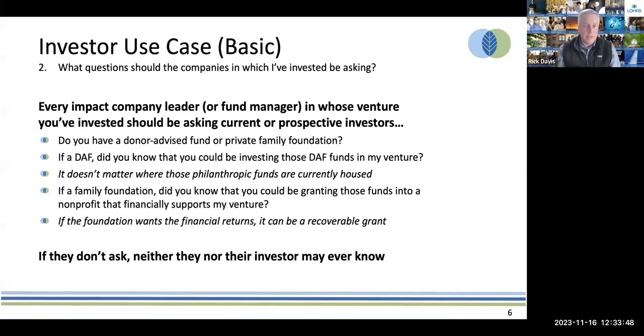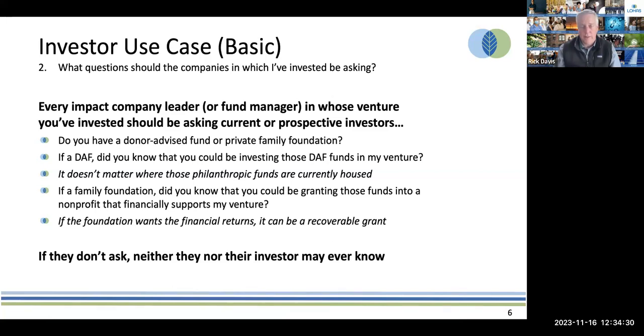If to that same question, they say they do have a family foundation, you should be asking them, did they know they could be granting those funds into a nonprofit that financially supports my venture? So the idea here is not that you're seeking an investment from that foundation or the company seeking investment. I mean, clearly they can and should. But also that there's an ability to absorb grant funds as well. And if the foundation's like, well, I hate to bypass the opportunity to get returns, that grant can even be structured as a recoverable grant. So there are lots of ways here to be able to absorb at a company level these kinds of funds.